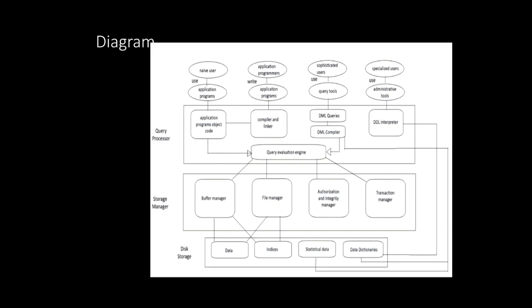The second type of users are application programmers. Application programmers are, we can say, the software engineers or software developers who actually write the code that we use. So these are the software developers who write the codes for us. The third type is the sophisticated users. These sophisticated users are the data analysts who actually analyze the data with the help of query tools and write the queries, which are then transferred to the DML compiler. So these are the data analysts.